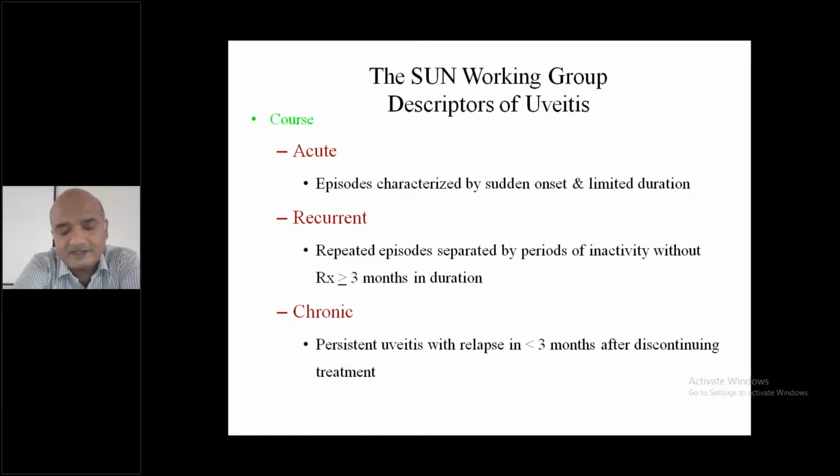Chronic uveitis is nothing but once it starts, it persists for more than 3 months. It is persistent uveitis with relapse in less than 3 months after discontinuing treatment. If after treatment also it relapses within 3 months, then it is also called chronic uveitis.